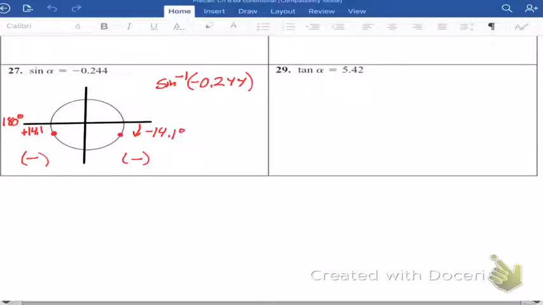For 29, I got tan equals 79.55. I was just wondering how we would find the second. Okay, so let's go ahead and go through that. That's a great question.